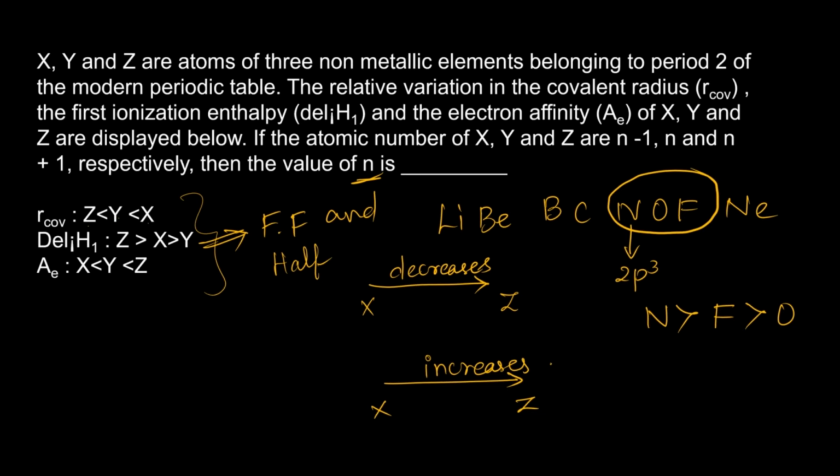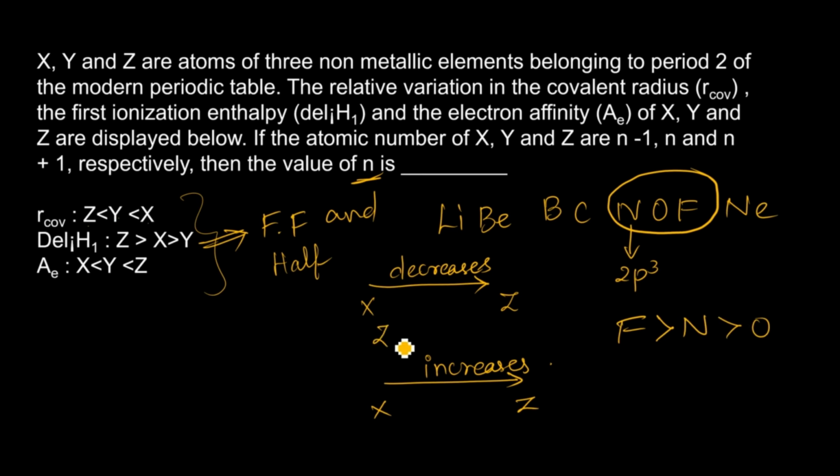Sorry, I made a mistake. 2p3 configuration. So nitrogen will need more energy to lose an electron. According to that, fluorine, then comes nitrogen, then comes oxygen. That would be our order.